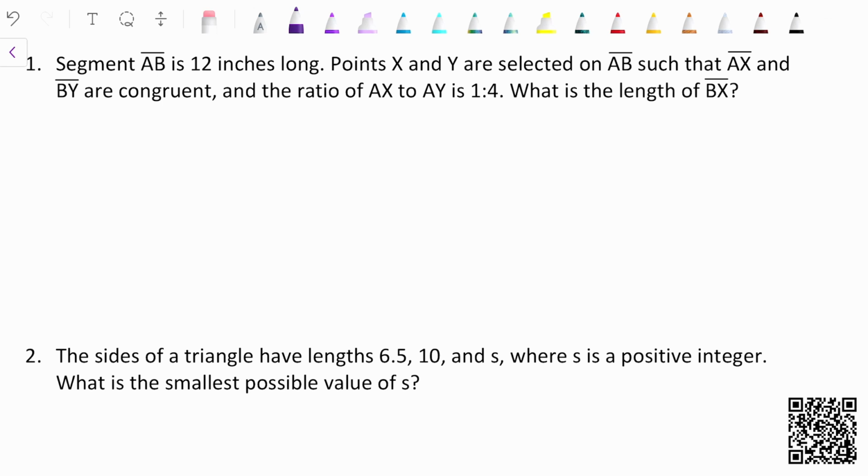Today's first question is, segment AB is 12 inches long. Points X and Y are selected on AB such that AX and BY are congruent and the ratio of AX to AY is 1 to 4. What is the length of BX?